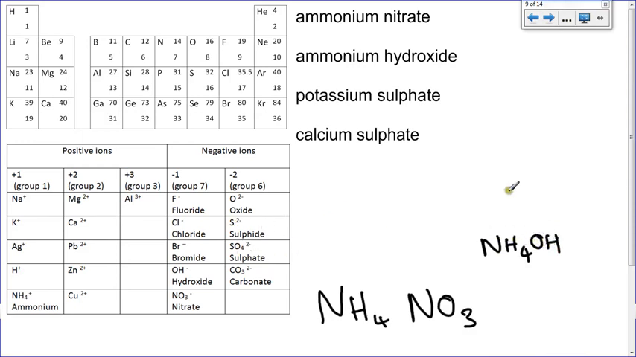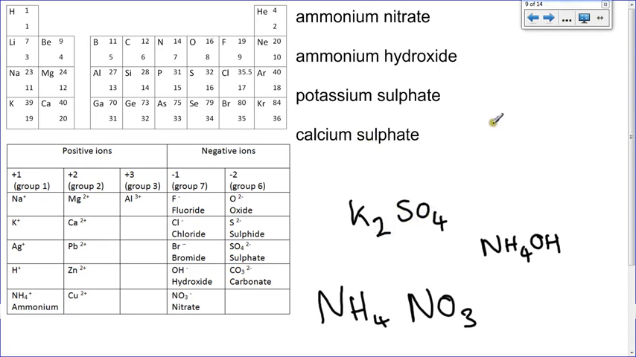Potassium sulfate. So sulfate, you can see there, has 2 negative charges. Oh dear, and potassium's in group 1. So there's our potassium and sulfate. This needs 2. That can only give away 1 electron, so we'll need 2 potassiums to give away enough electrons for this to be neutral overall.